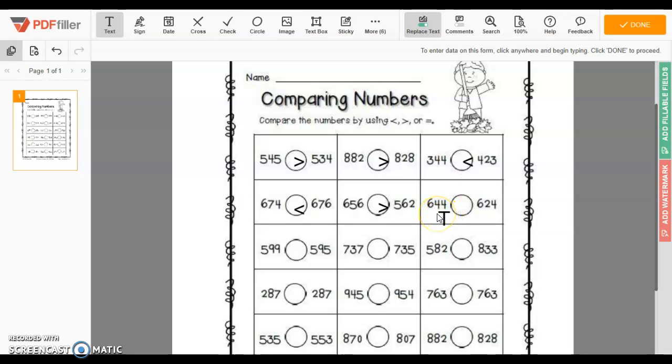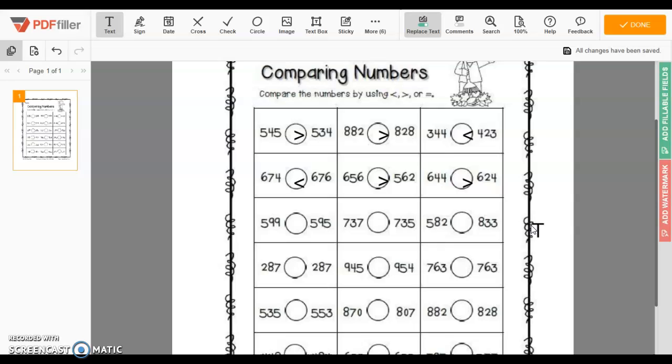So in 644, what number do we have in our tens place? Yep, we have 4. And in 624, what number do we have in our tens place? That's right, we have a 2. So thinking big, which number is larger, 4 or 2? Yeah, 4 is our larger number. So which way is the alligator going to face? What number is he going to eat? Yep, 644, that's our biggest number, and so that's what we want our alligator to eat.